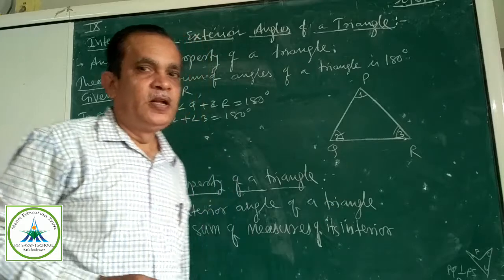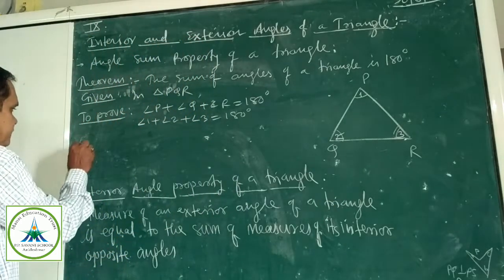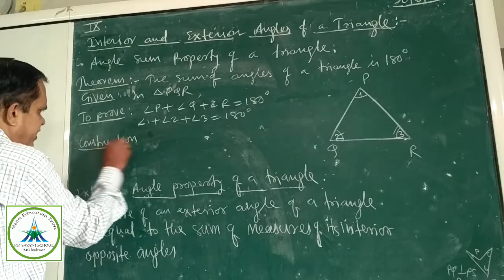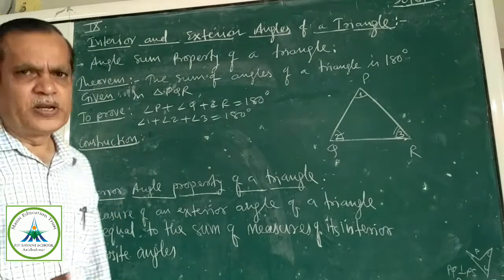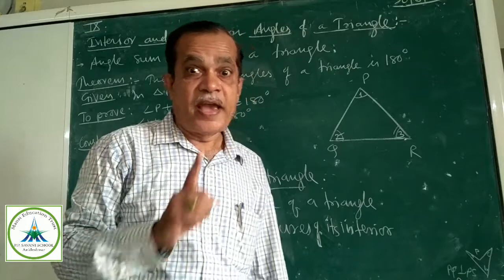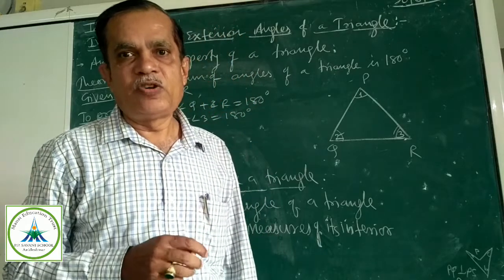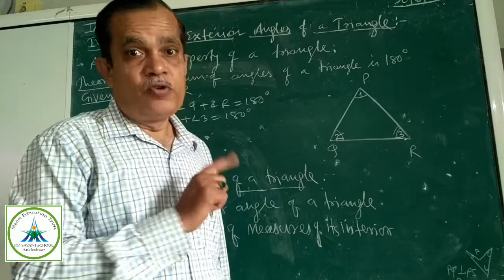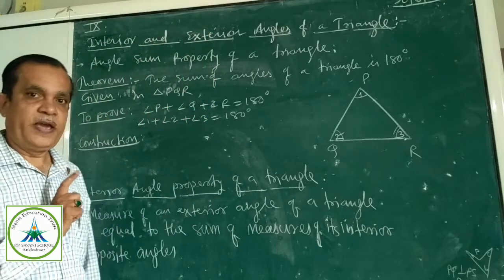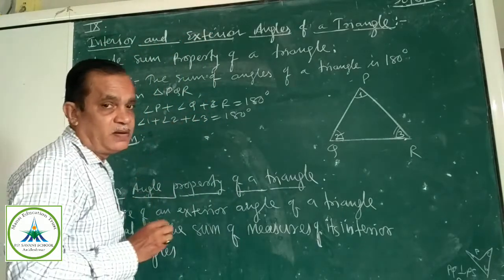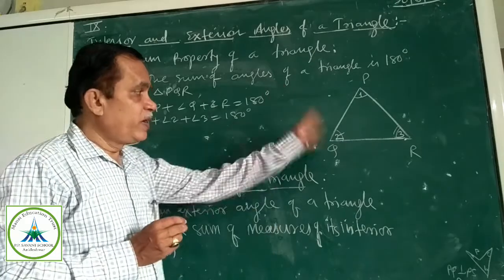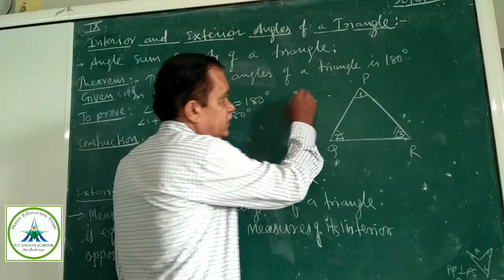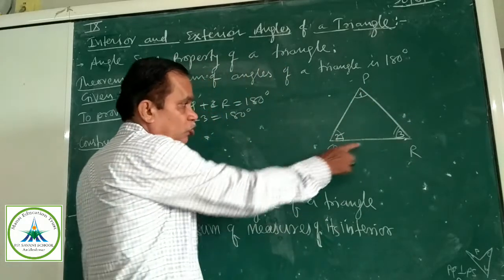See, now look here. We need to do a construction, grouping 2-3 steps. Very simple, because we are very well familiar with parallel lines, transversal, and angles formed by a transversal of parallel lines. Now I am drawing a line passing through any one vertex parallel to its opposite side. I can draw like this, parallel to the opposite side.